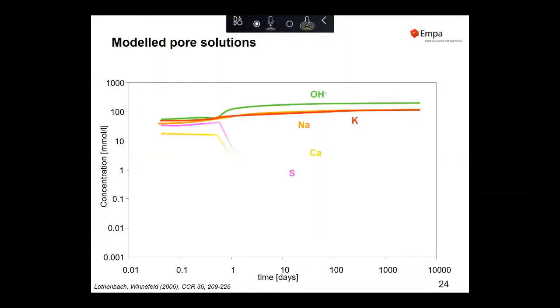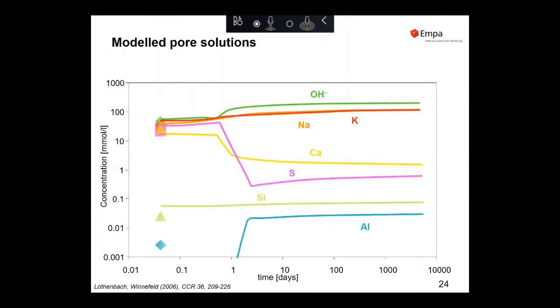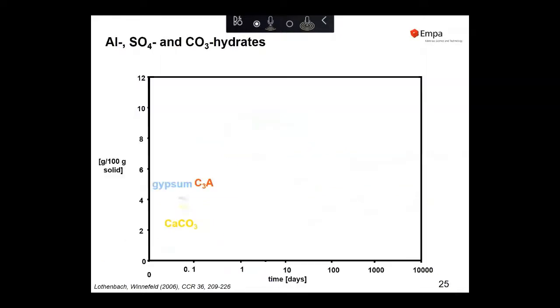We can model the composition of the pore solution. This is the modeled composition, and we can compare it to the measured composition, and you can see we are able to predict what we are measuring. And we hopefully will learn how to do that together.